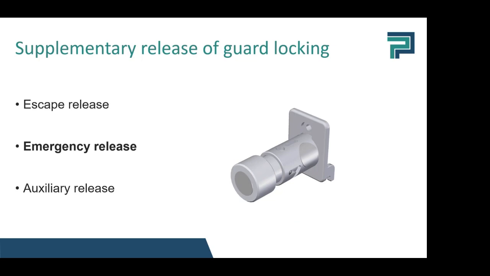Secondly, an emergency release, and this is used from outside of the guards, so not inside the guards, but outside. This is for emergency situations where access is required to the machine. For example, when there is a fire in the machine and the fire team has to eliminate the fire, this can be used.